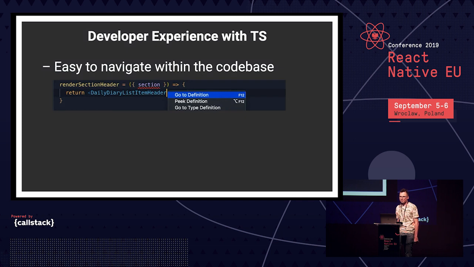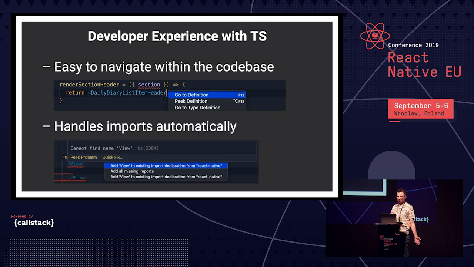Another thing that makes my life much easier is that it's much easier to navigate the code base now. You can just jump through the code base, jump to imported components, or jump to some library definitions, typings. You can just pick definition if you want to check types from a component. So that's very intuitive. And Visual Studio Code now handles imports automatically.